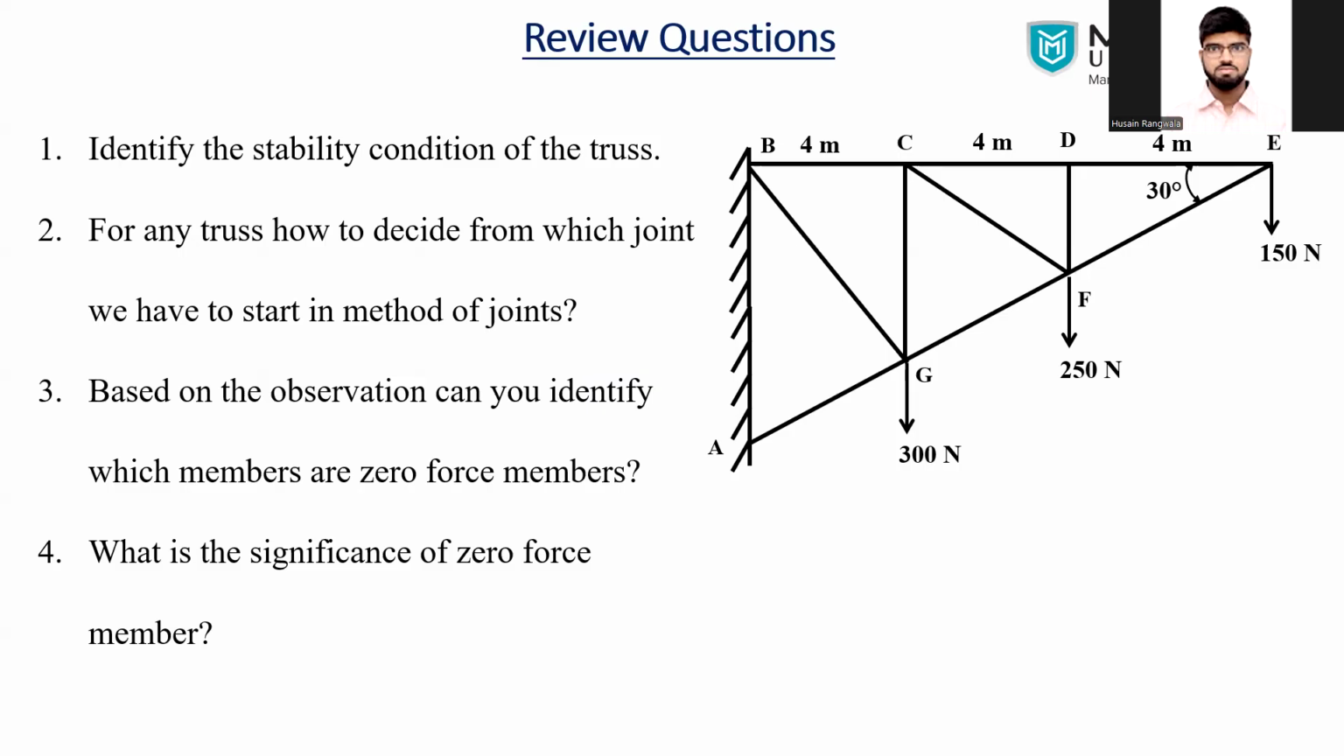Third one, based on observation, can you identify which members are zero force members? As I have told you, one of the logic, similarly, we have discussed in the class also, that whenever there are some members, based on observation directly you can identify which is the zero force member. What is the advantage of it? That you can reduce some of the computation. And last question, what is the significance of the zero force member? That is again an interesting question. So all are review questions based on today's session that you have to think about and you may comment on this video.